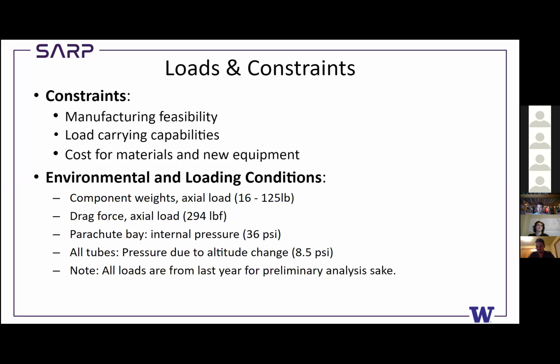Next slide. So our loads and constraints for the airframes: our constraints are making sure we can actually build the tubes we need in the UW composite shops. Each tube has to carry the right loads and weights for each subsystem, and there's the cost of materials and new equipment we need. Here are listed loads from all the components, drag forces, and any pressure changes. For our research and design purposes, we're using loads from last year just to get the ball rolling on our design. Throughout the year, more towards spring, we're going to be updating all the weights from the sub-teams.